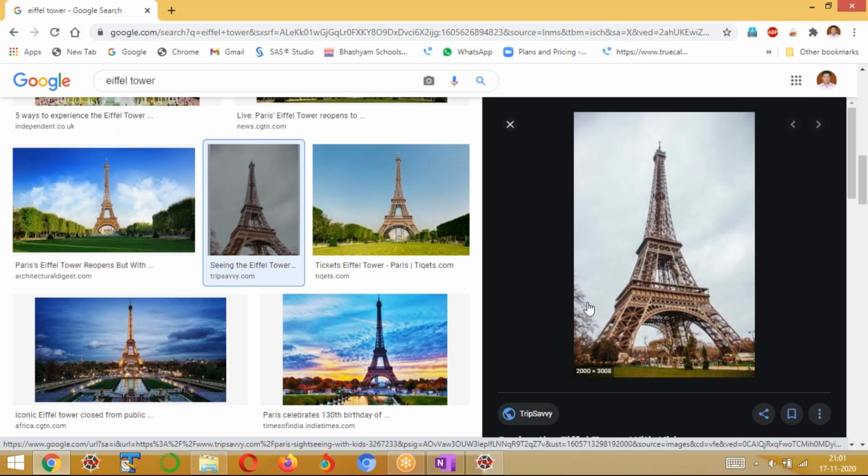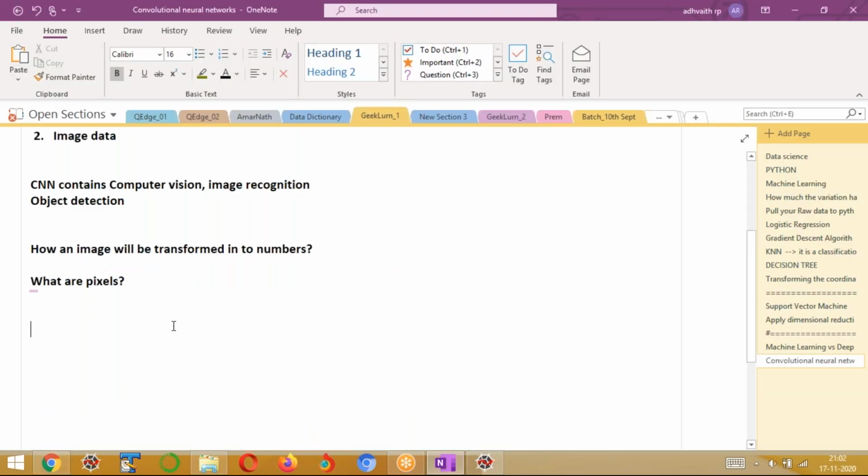Okay, so each image will have a different size. That is clear. Now what are we going to do with this? That is the question. So these are pixels. You have seen what pixels are, you have understood now. Okay, so what are we going to do?